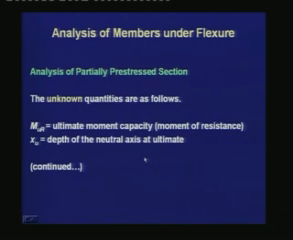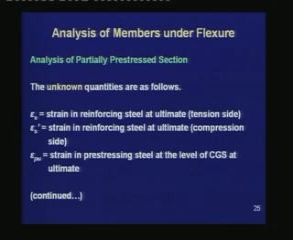Now, what are the unknown quantities? The first unknown quantity is Mur, which is the ultimate moment capacity. The second unknown quantity is xu, the depth of the neutral axis at ultimate. We also do not know epsilon s, the strain in reinforcing steel at ultimate in the tension side. Epsilon s prime is the strain in the reinforcing steel at ultimate in the compression side, and epsilon pu is the strain in the prestressing steel at the level of CGS at ultimate.